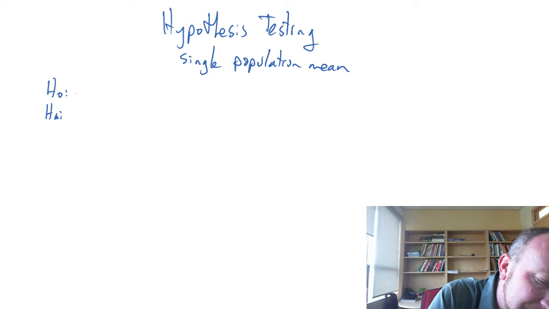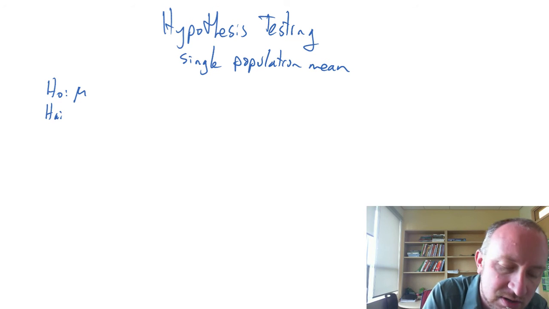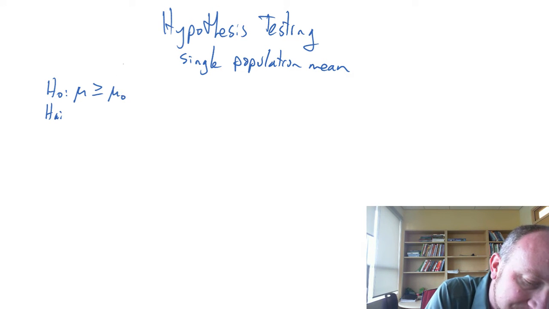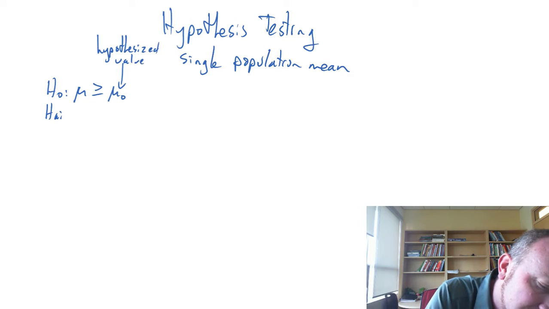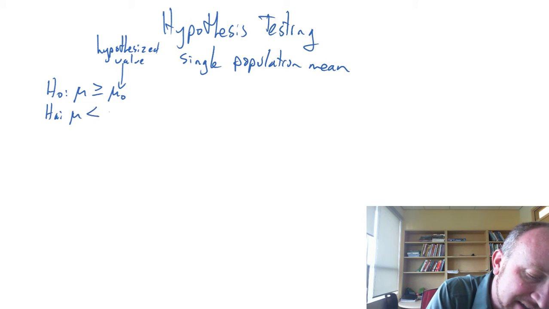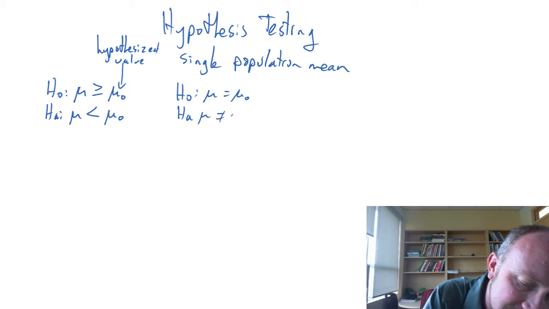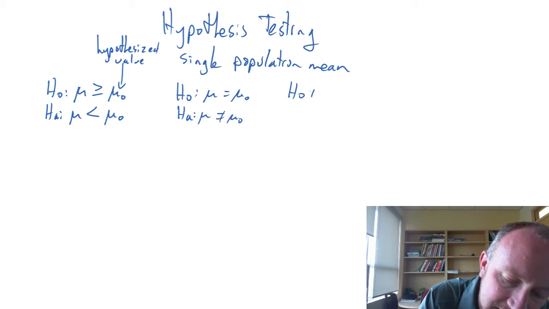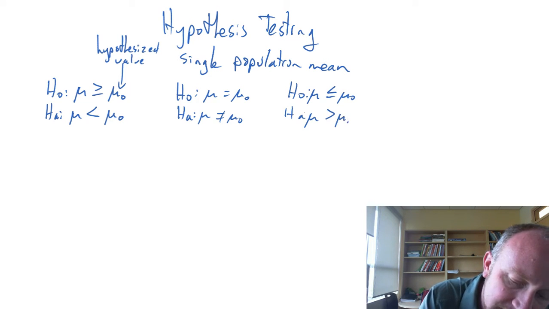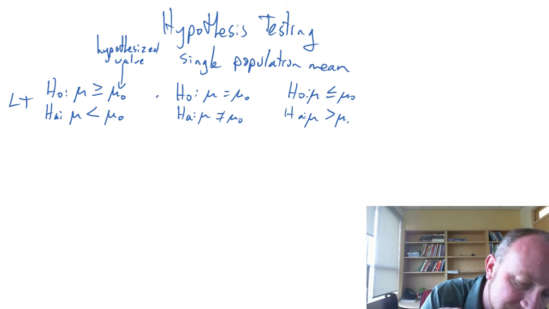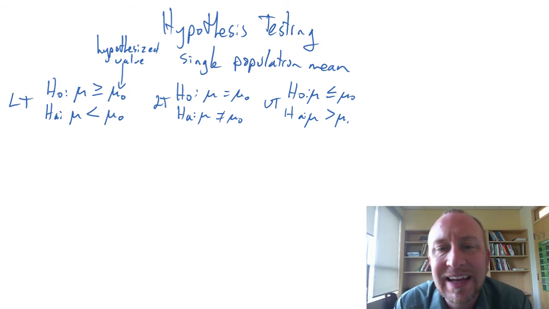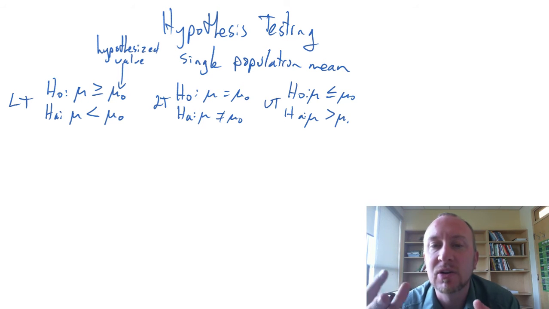So for example, I'll be testing, let's see, that the unknown population mean mu, is it greater than or equal to some hypothesized value? So this is some value that I think it might be, or that I think it might not be. So I can test, is it smaller than that hypothesized value? Or I can test to see, is it equal to some hypothesized value? Or I can test to see, is it larger than some hypothesized value? So here we have what are called the lower tail test, two-tailed test, and an upper-tailed test.